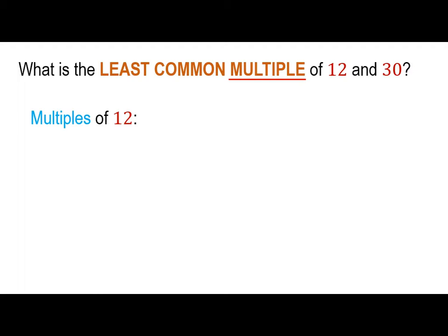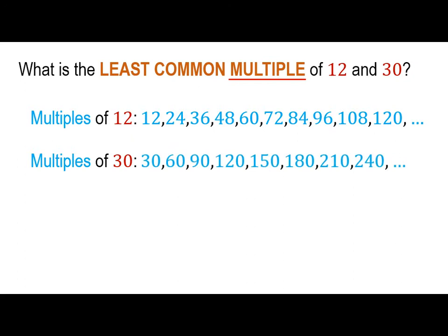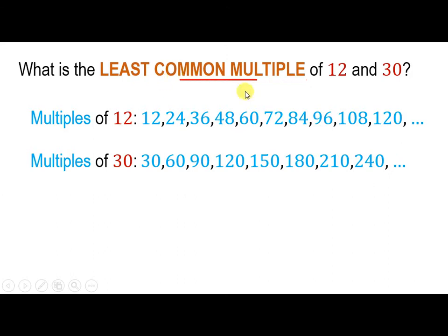For example, multiples of 12 are 12, 24, 36, 48, 60 and so on. As we can multiply 12 with more numbers, we get more multiples of 12. Similarly, we can get the multiples of 30 by multiplying 30 with different numbers like this: 30, 60, 90 and so on. What is the next word in least common multiple? Common. Common means the multiples which are common in both 12 and 30. So let's highlight them. We can see that 60 is a common multiple of 12 and 30.